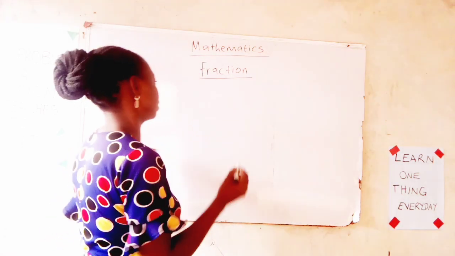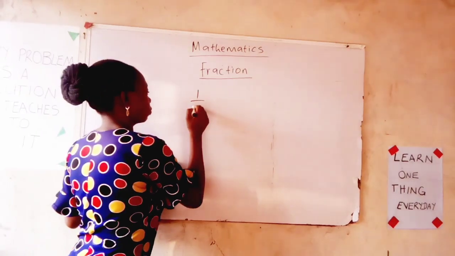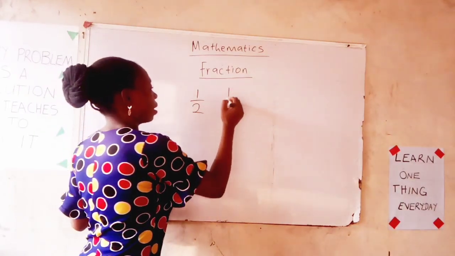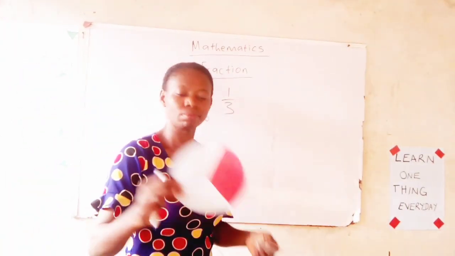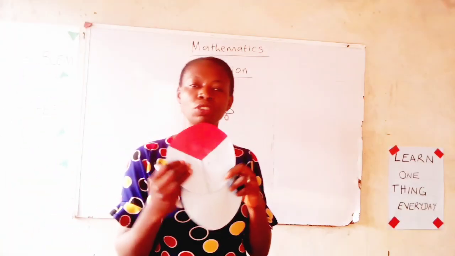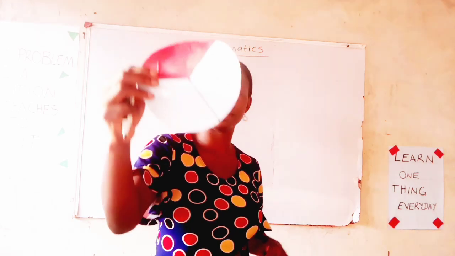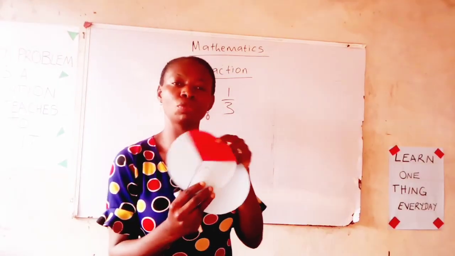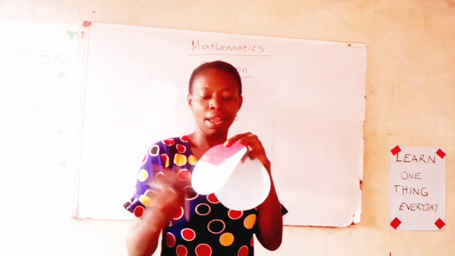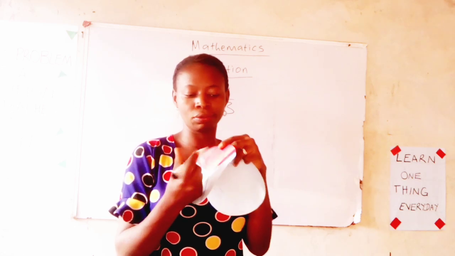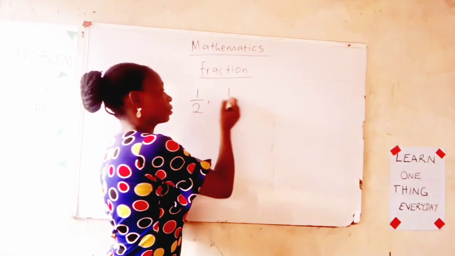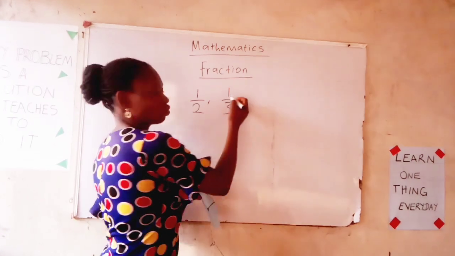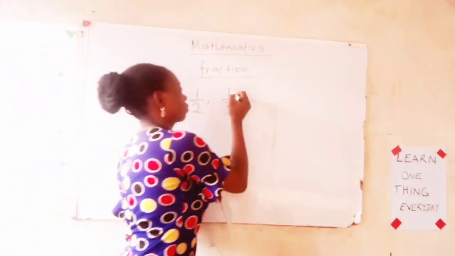Fraction is looking like this: 1/2, 1/3. You look at this fraction. This is divided into 3. This is one circle divided into 3. And we are giving 1. We are giving these parts. That becomes 1/3. The 1 on top is called the numerator.